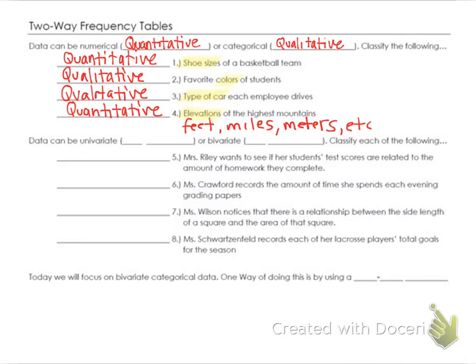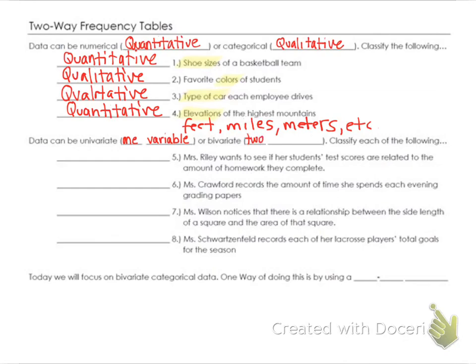Okay, so next section. Now we're going to talk about univariate versus bivariate data. So univariate, think uni, like unicycle, you have one wheel. So univariate is one variable. So we're only measuring one thing. We're not comparing it to anything. Bivariate would be two variables. So in this case, we would actually be comparing two things together.